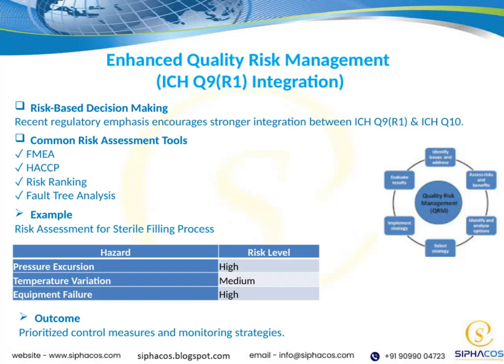On this slide, we're focusing on the outcome, the prioritized control measures and monitoring strategies that come from a thorough risk assessment. We see hazards like pressure excursion and equipment failure flagged as high risk, while temperature variation is medium. This approach ties into enhanced quality risk management, integrating ICH Q9 R1 with ICH Q10, which regulators are emphasizing more and more. We also highlight common tools like FMEA and HACCP that help us make risk-based decisions. Finally, there's an example of assessing risks in a sterile filling process, showing how it all comes together in practice.